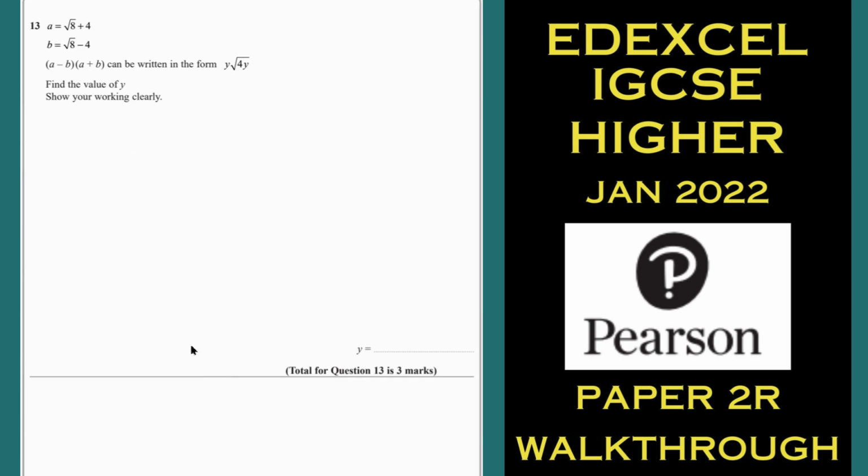Number 13. What a strange one. But it is what it is. Don't get put off by things that look different. What is A take away B? Well, here's A.